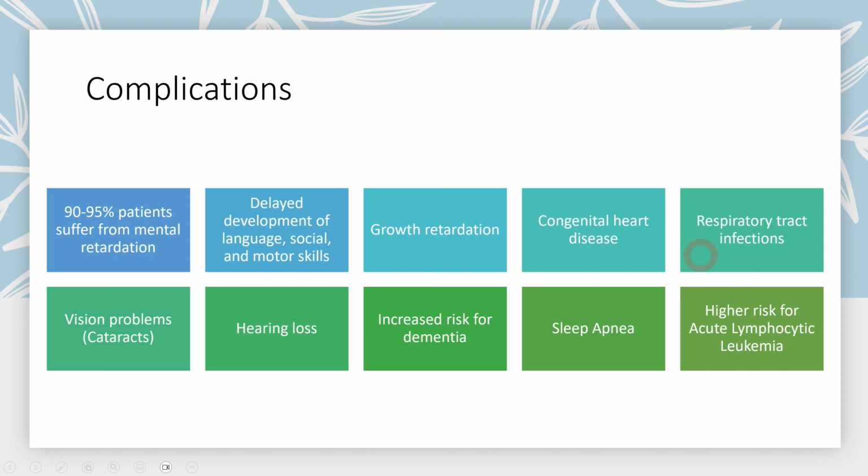Other than that, sometimes these patients can also suffer from respiratory tract infections, sometimes vision problems as well. They can develop cataracts. They can also develop hearing loss, increased risk for dementia, sometimes sleep apnea, and as I've talked about before, they have a higher risk for developing acute lymphocytic leukemia. So these are certain complications which can develop in a patient who is suffering from Down syndrome. Therefore, we should keep these complications in mind so that we can treat patients accordingly and prevent such complications from developing in a patient.